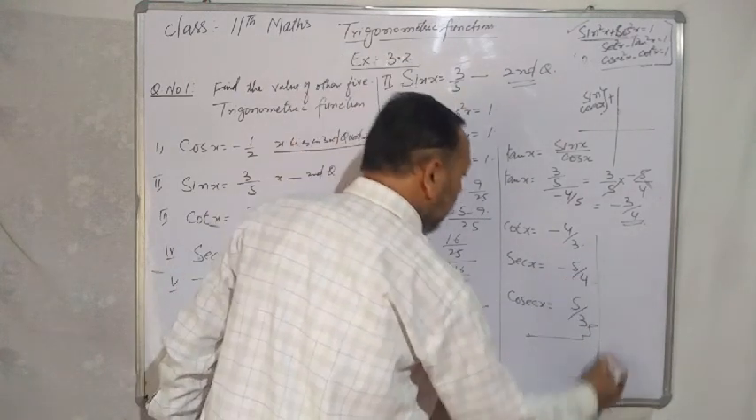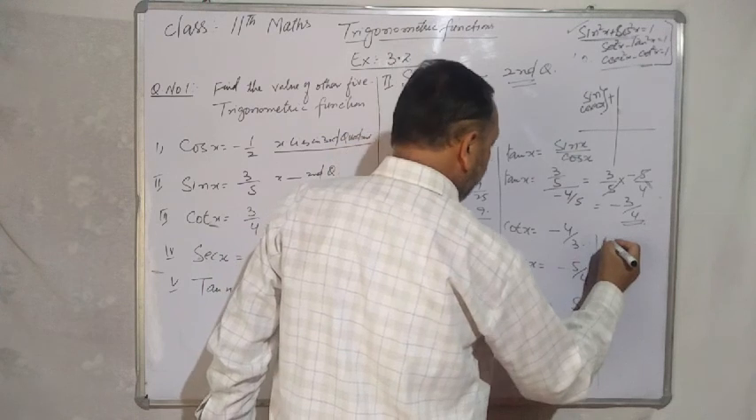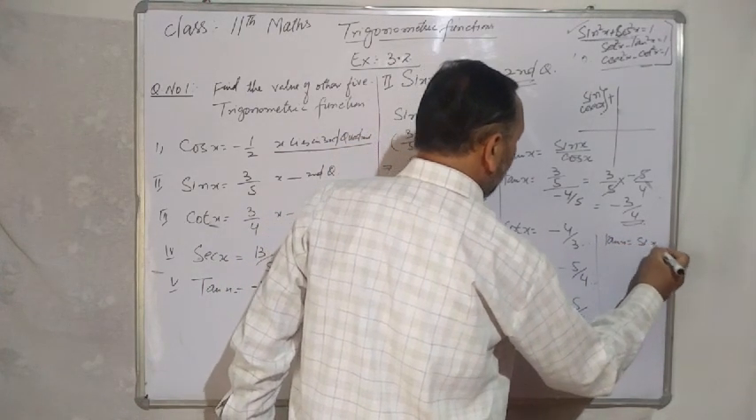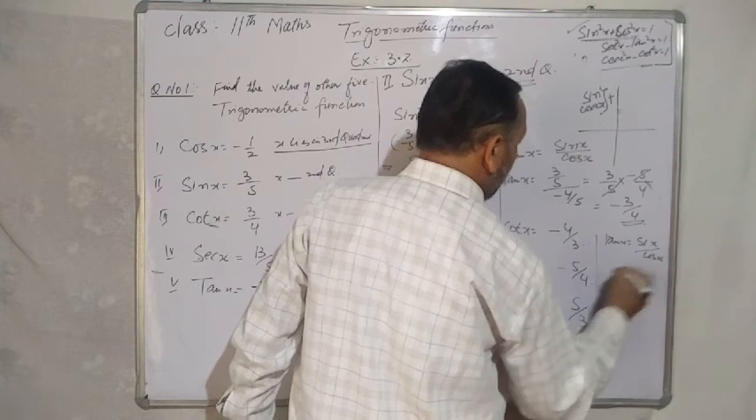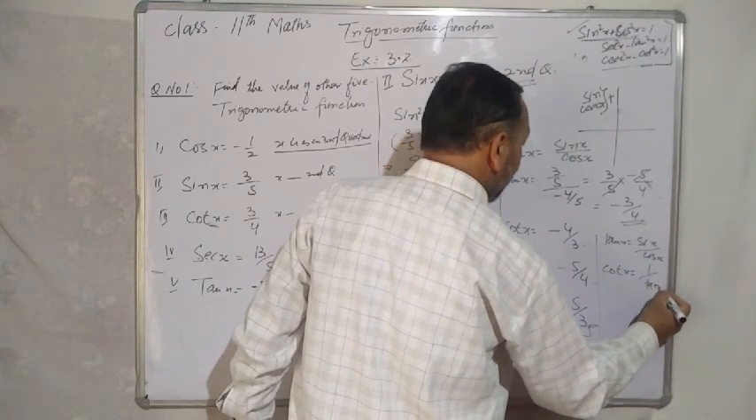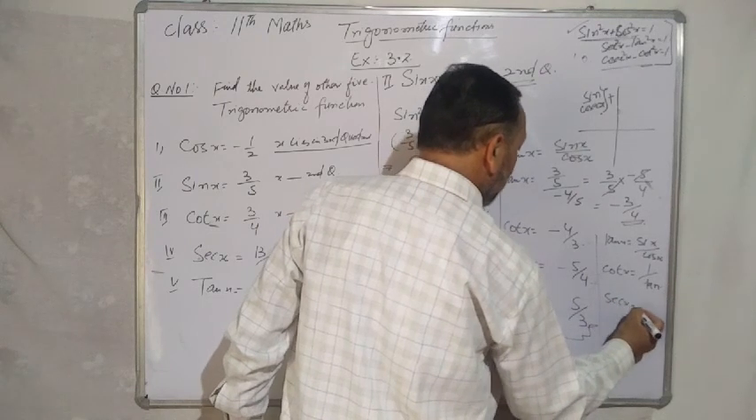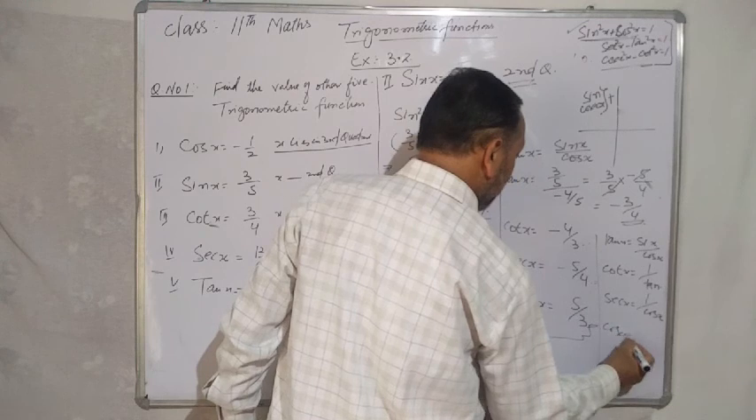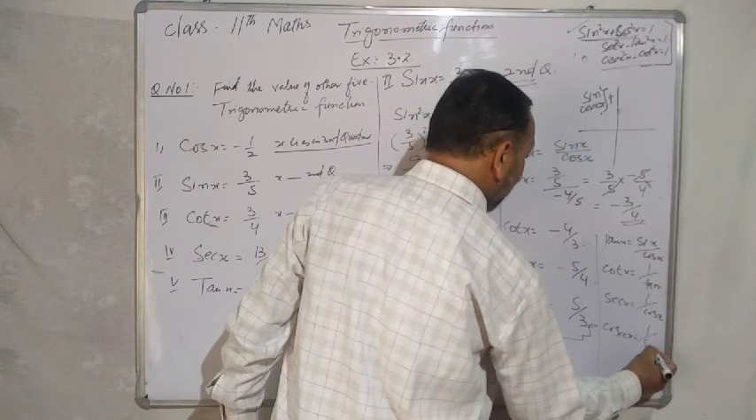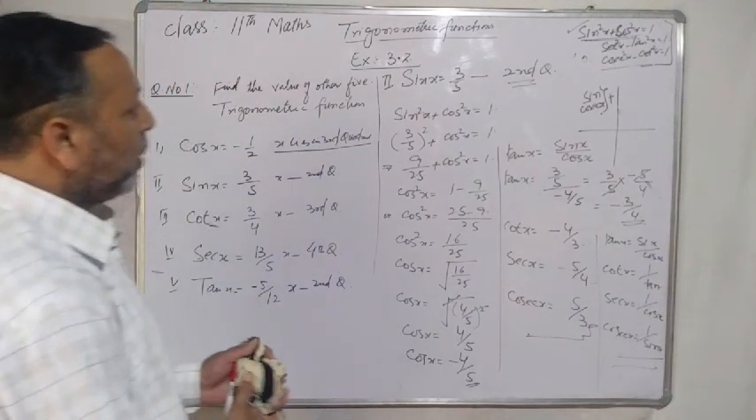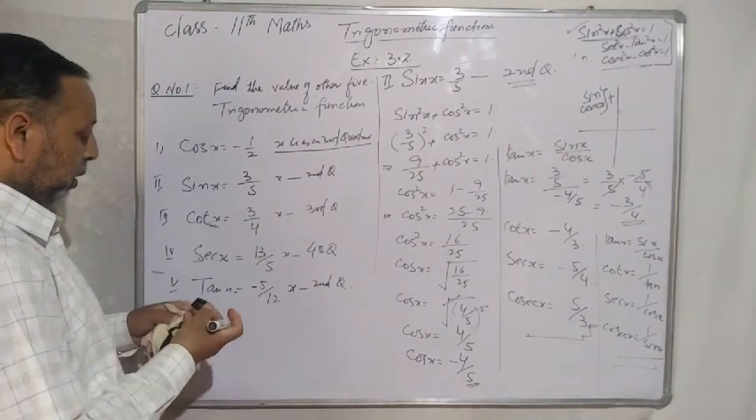I may write it down here that tan x is always equal to sine x by cos x. Cot x is 1 by tan x. Sec x is 1 by cos x. And cosec x is 1 by sine x. Pause the video and note it down. Let's move to the next question.